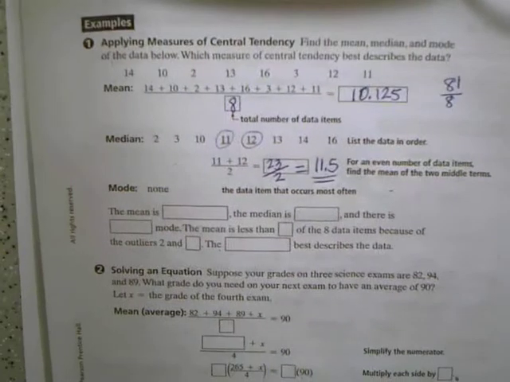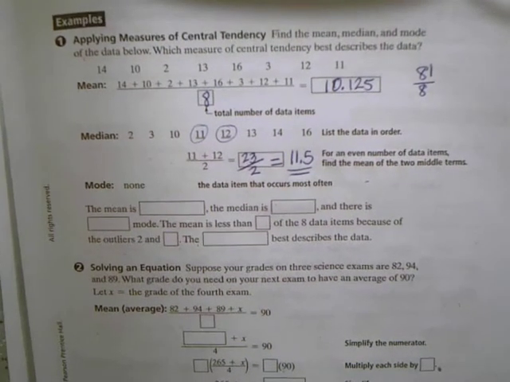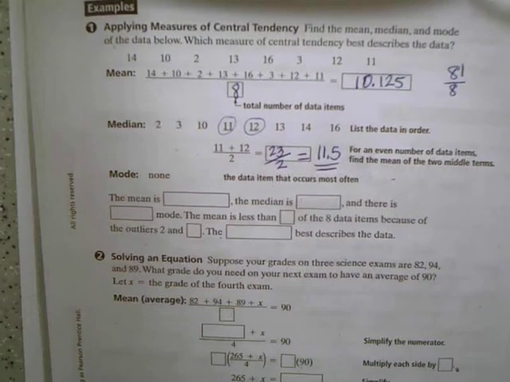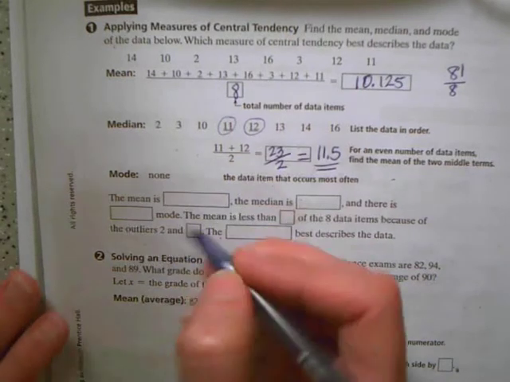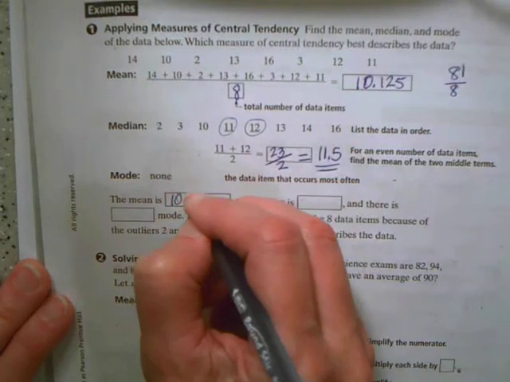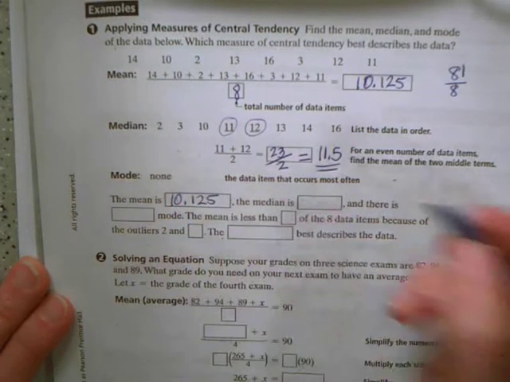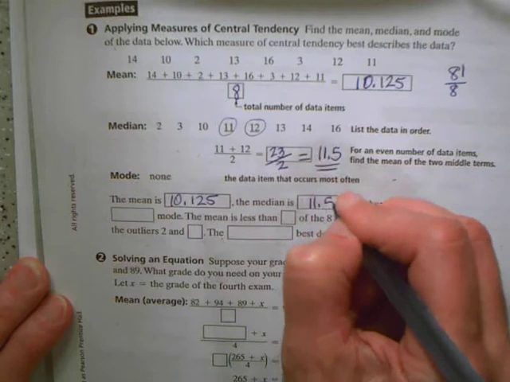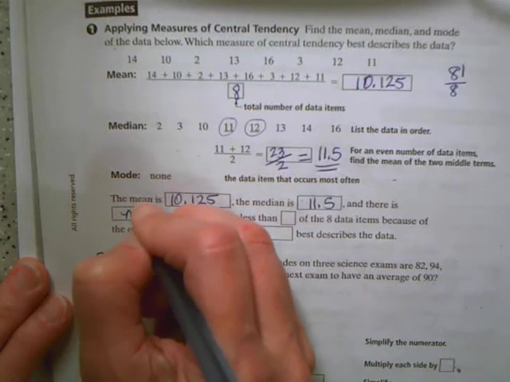Okay, so again, for an even number of data items, find the mean of the 2 middle terms. Finally, there is no mode, so we would say none or no mode. In the data, there is no item that occurs the most often. In other words, they all occur an equal number of times. Okay, so the mean is 10.125. The median is 11.5, and there is no mode.